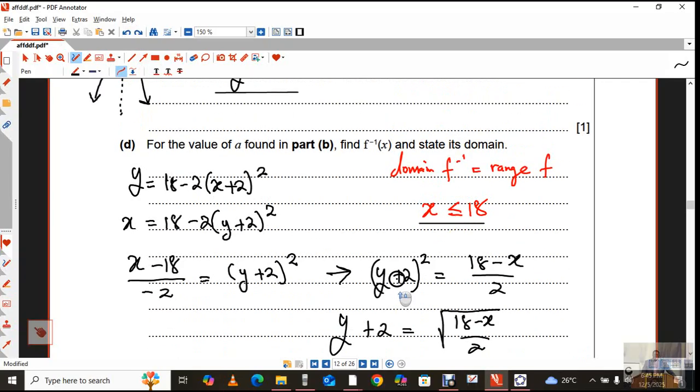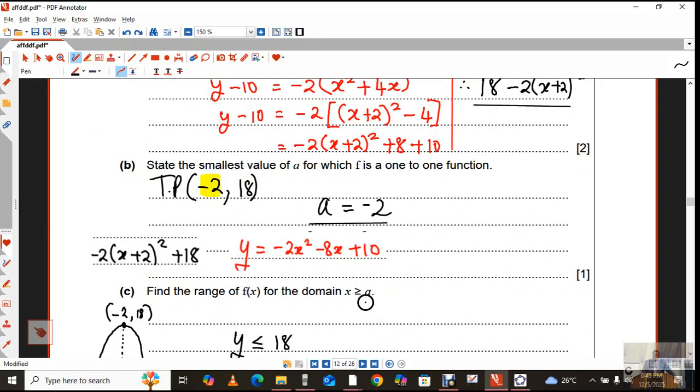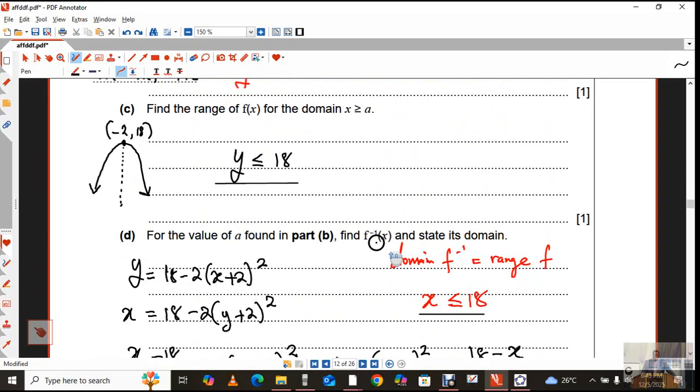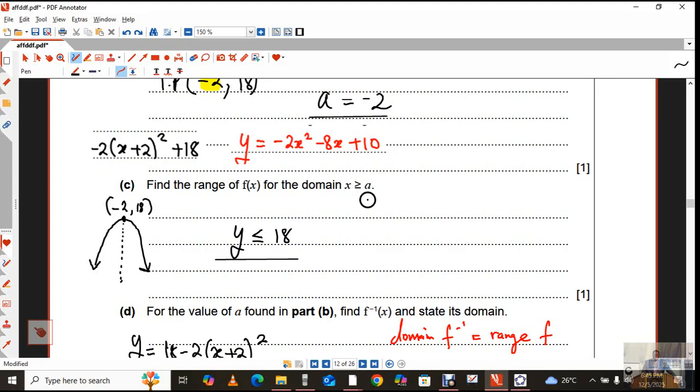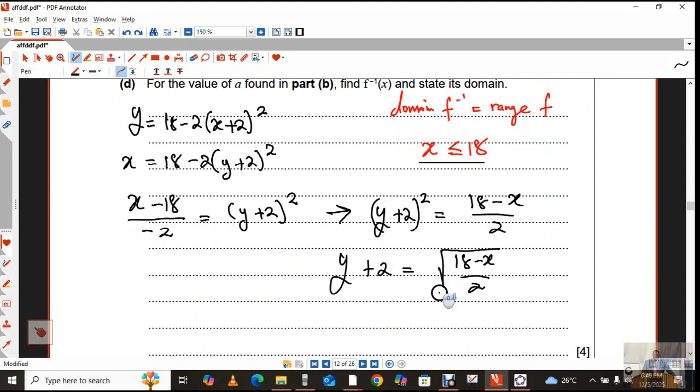If the value given to us is x greater than that turning point, if it's greater than or equal to, then it's a positive here. If it was x is less than, then it would be a negative. So here must be a positive value.